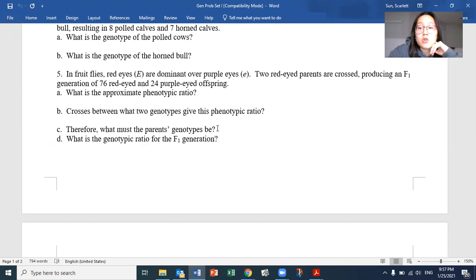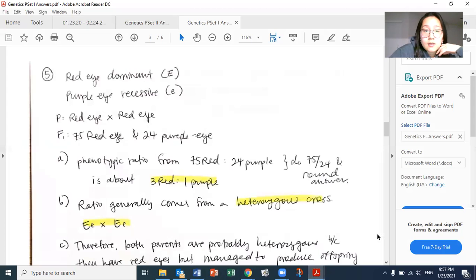2 red-eyed parents are crossed, and they produce an F1 generation of 76 red-eyed and 24 purple-eyed offspring. Hint, hint, that ratio is showing up again. A is asking, what is the approximate phenotypic ratio? So the approximate phenotypic ratio is basically using the number 76 and 24. So you would divide 76 by 24. And if you do that, then you would be getting around 3 to 1.